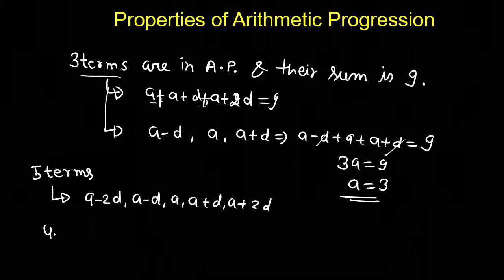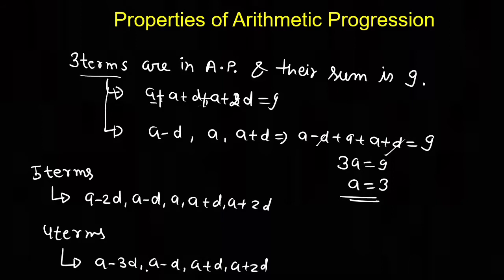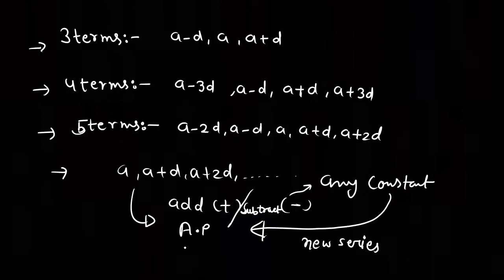And if we talk about the 4 terms series, the 4 terms will be a minus 3d, a minus d, a plus d, and a plus 2d. In this series, the common difference will be 2d. So this is all we studied.